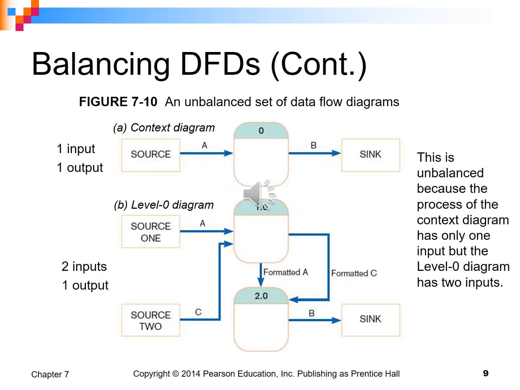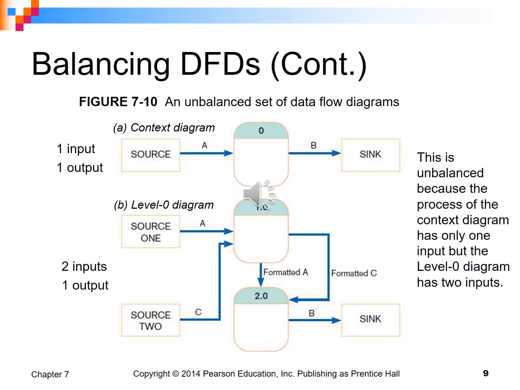Okay, let's look at this one, which is unbalanced. There is a context diagram with a source, which is A, and B is the sink. When we go to level 0, we explode the context diagram into two processes, 1.0 and 2.0.